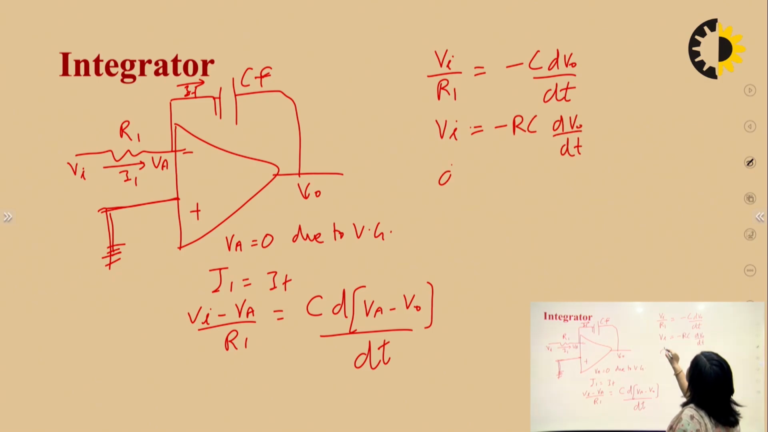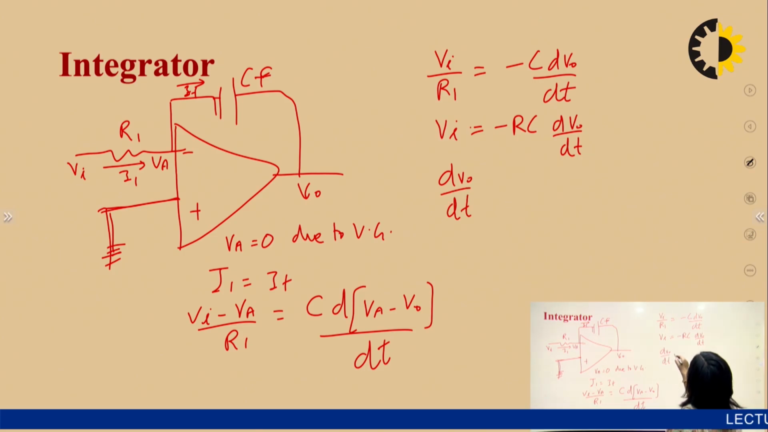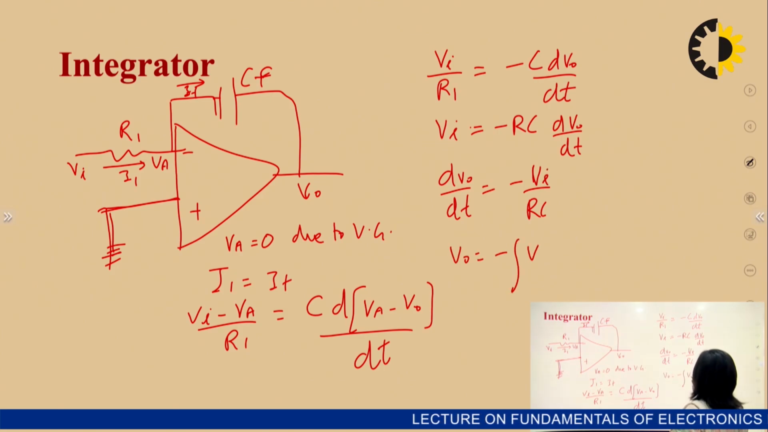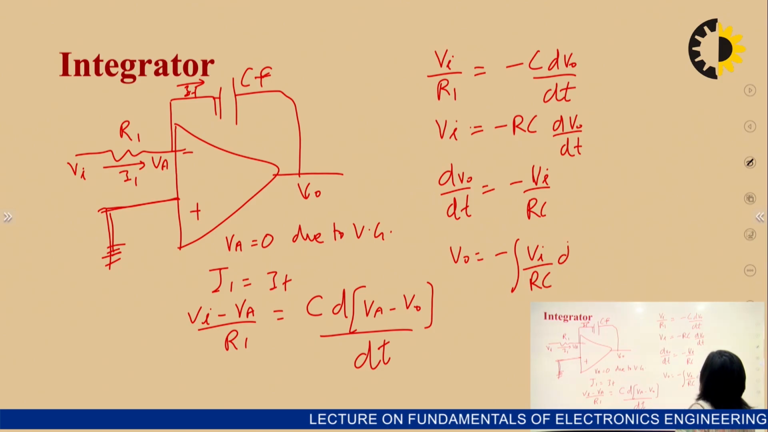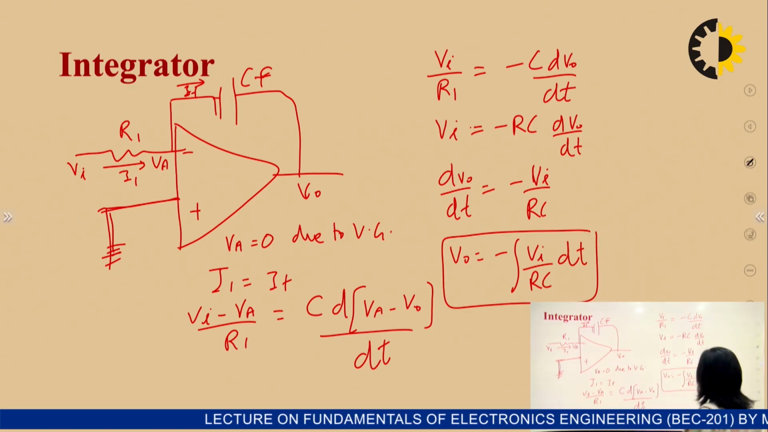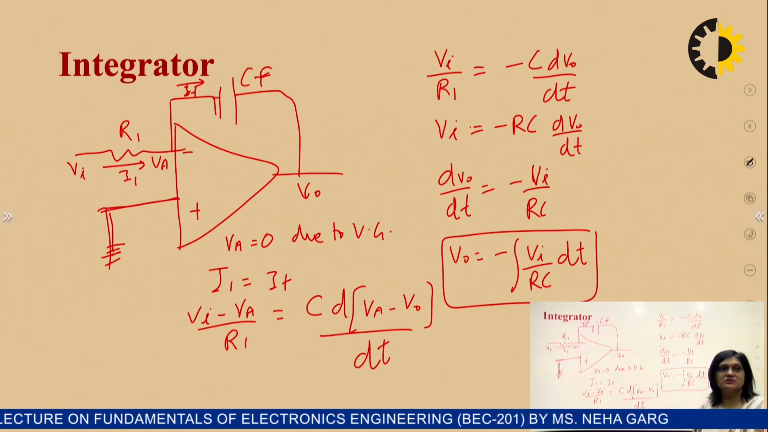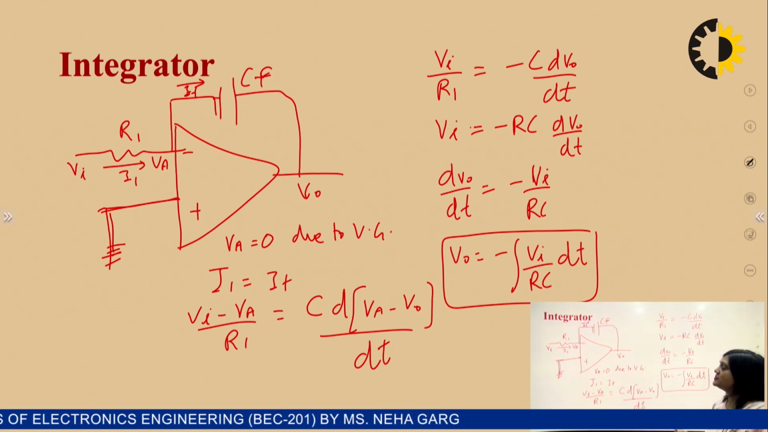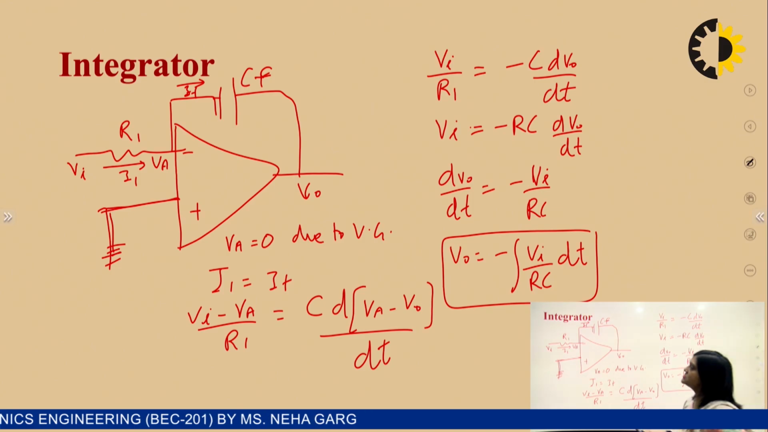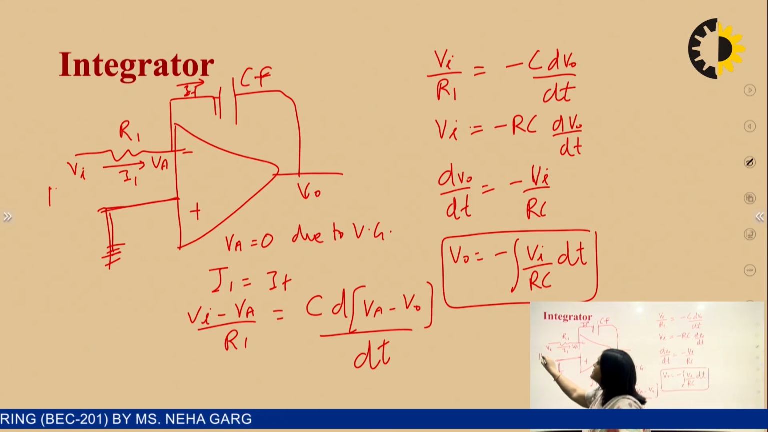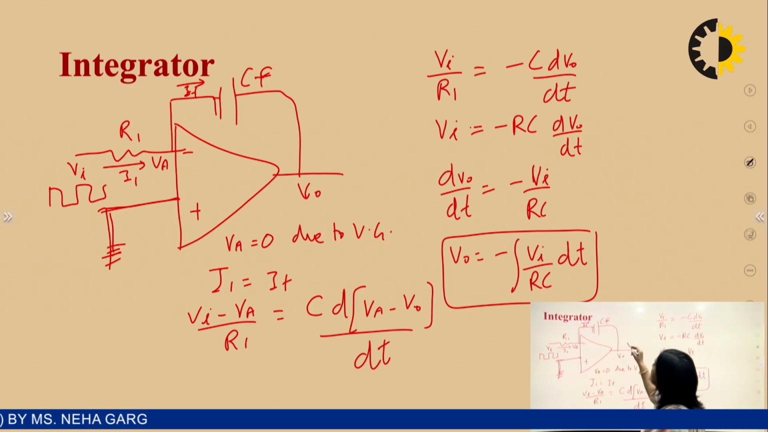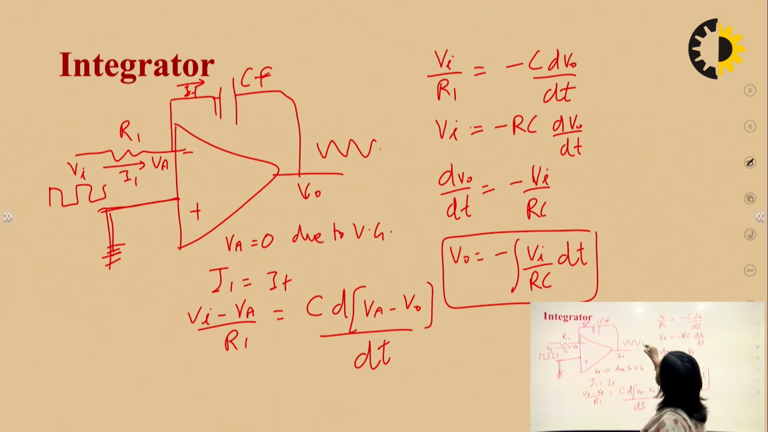Or we can write it as dV naught upon dt equals minus 1 upon RC VI. So V naught is equal to minus 1 upon RC integral of VI dt. This is how V naught provides the integration of the input voltage, and this integrator has different applications. If we apply a square wave as an input signal, the output waveform will be a triangular waveform.